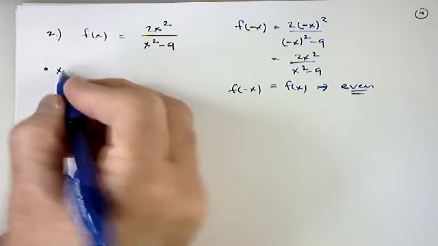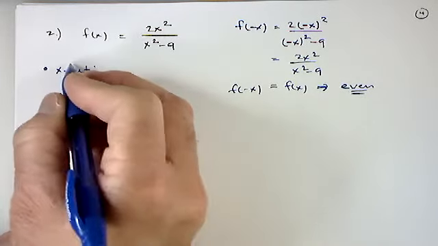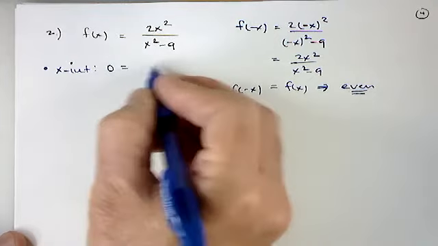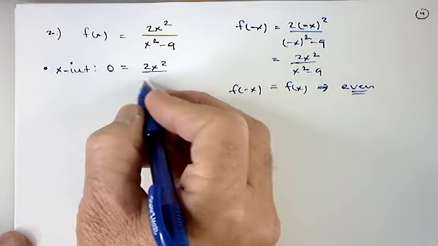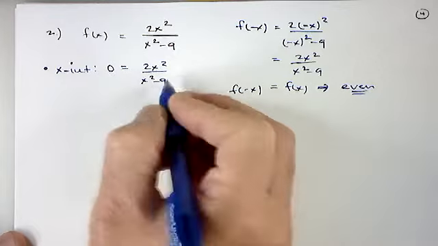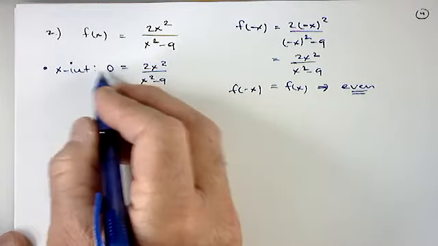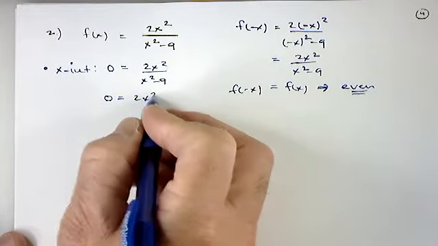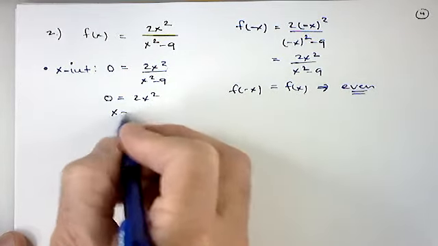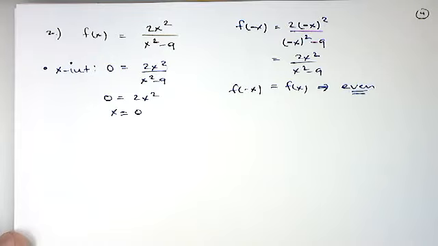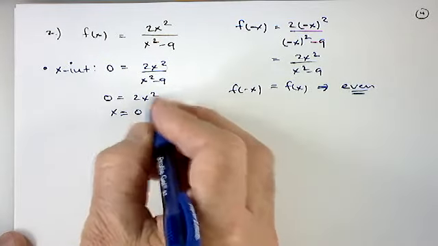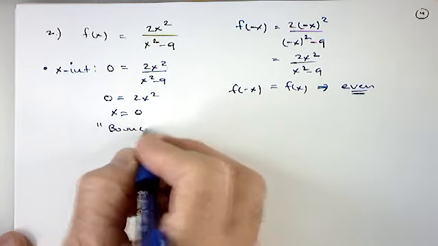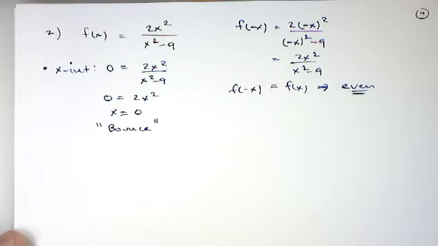Let's generate some points. Despite what I did on the last problem, I usually start with x-intercepts, so I'd be setting the function equal to 0. When you set a fraction equal to 0, it's really just about the numerator, and the only number that makes that equal to 0 is 0. And it's coming from an even power. So remember, for x-intercepts, we would classify this as bouncing off the x-axis.